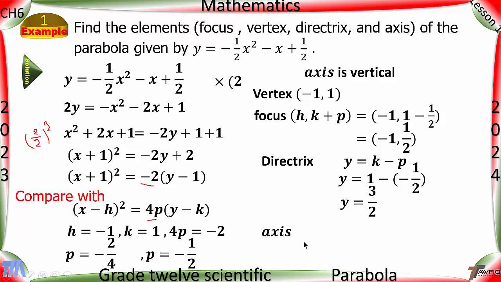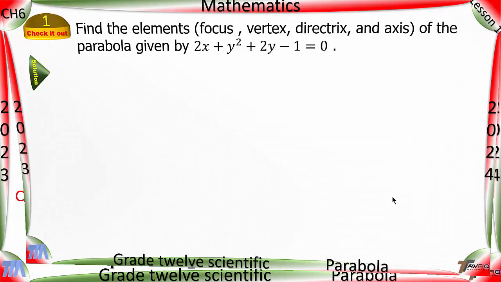And the axis is x equal h, so x is equal minus 1. This one is the axis, and this one is the directrix, and this one is the focus, and this one is the vertex.